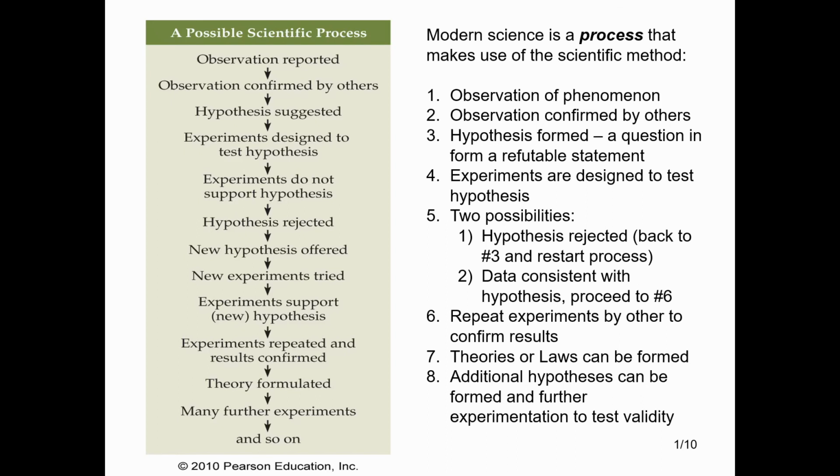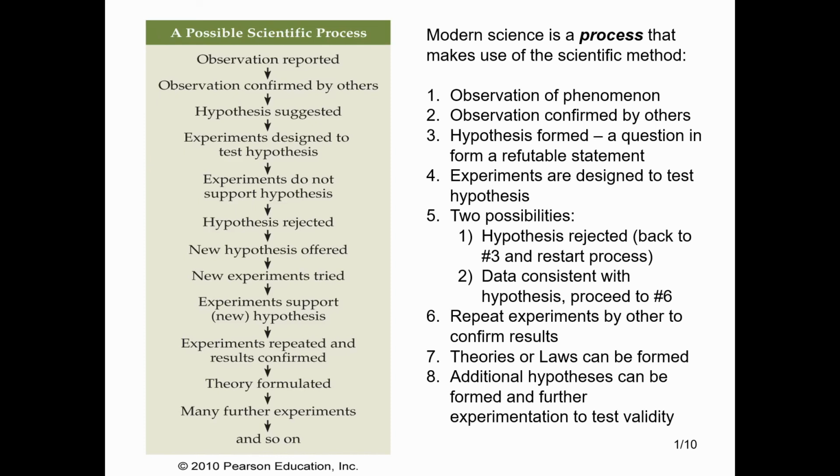Really, we're looking to disprove our hypothesis, so experiments that can be used to disprove the hypothesis. Experiments are then designed to test the hypothesis, and there are 2 possibilities for the hypothesis at this point. The hypothesis is rejected. This is what we're attempting to do with these experiments. We're trying to refute the hypothesis. And if this is the case, then we go back to step 3, and we can form a new hypothesis based off of these observations, based off of this data.